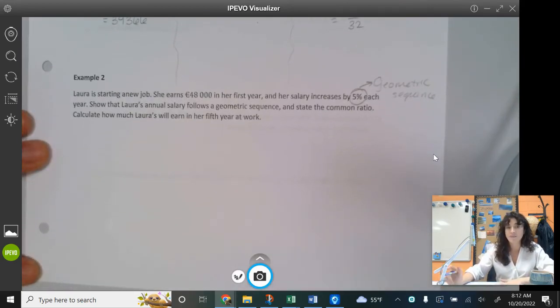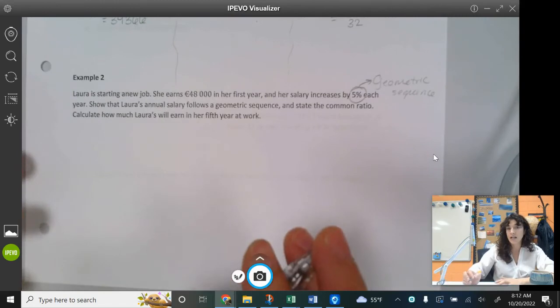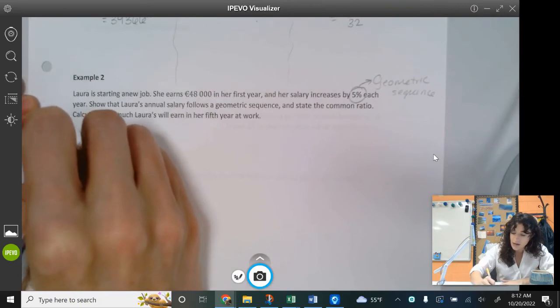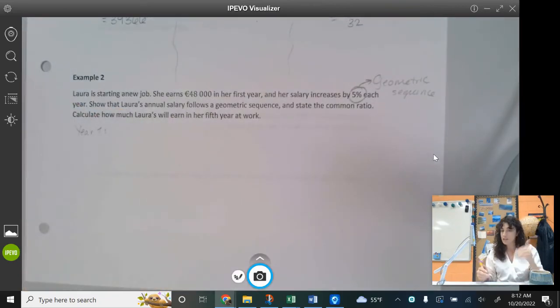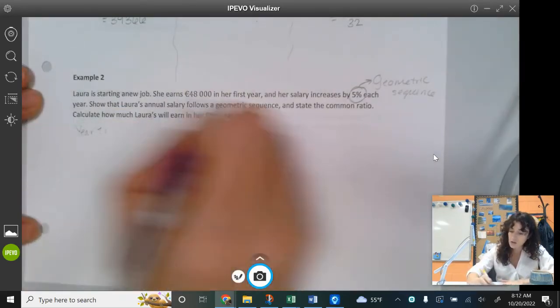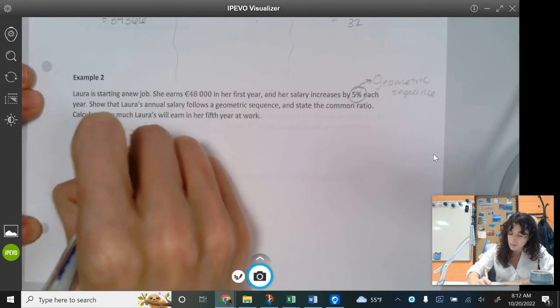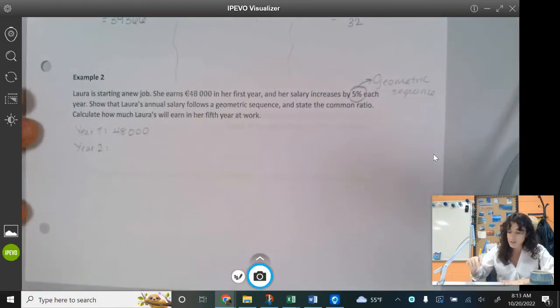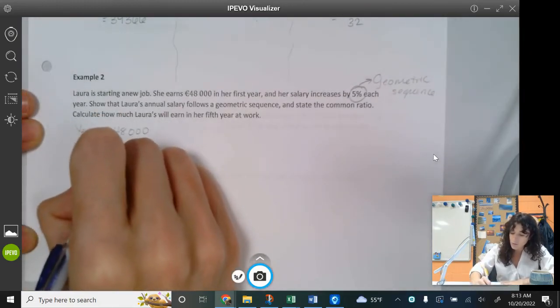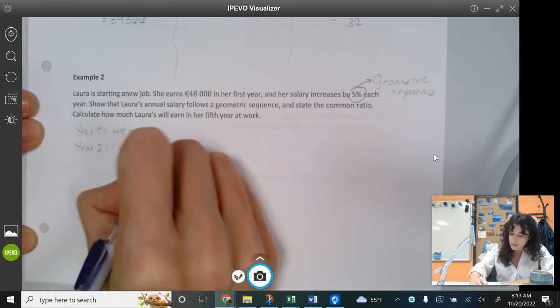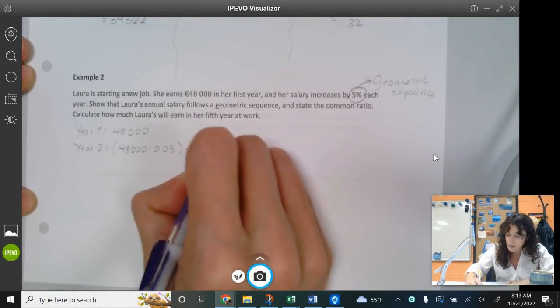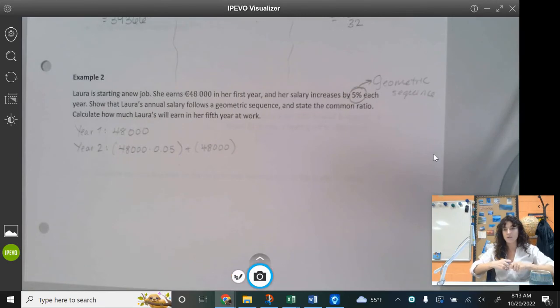That's the strategy there. So it says first show that her annual salary follows a geometric sequence and state the common ratio. So let's think about this. I'm going to make just a list of values. I'm going to notice the pattern by creating example numbers to the side, a strategy you can do for yourself on a test. So year 1 would be 48,000. Okay. Year 2. Well, it's 5% more each year. So first I would find what is 5% of 48,000, and then I would just add that back on to 48,000. I don't know why I put parentheses there. It just looks nicer.